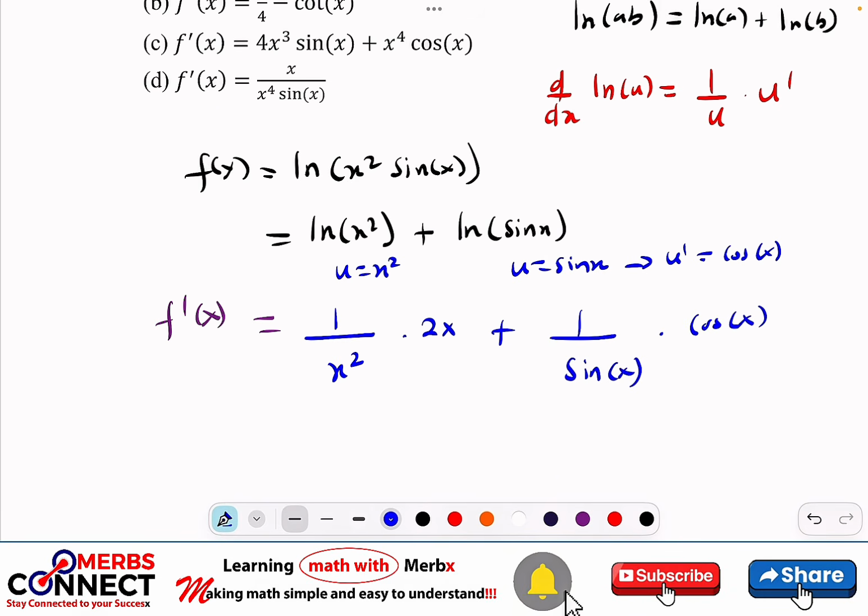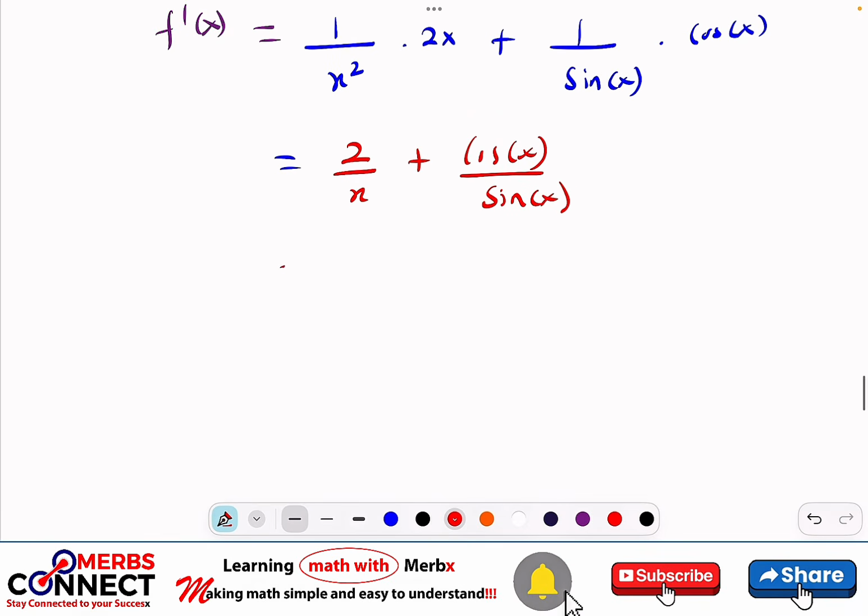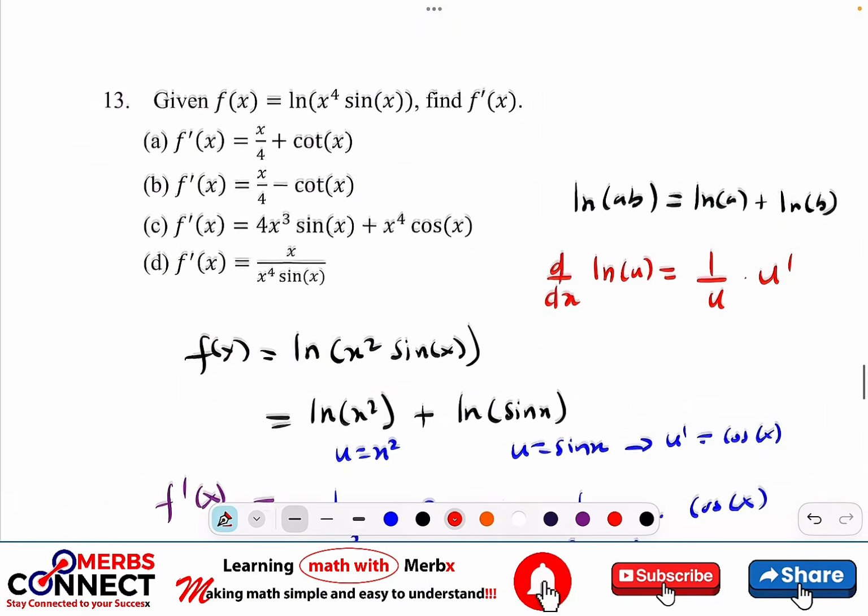Which is also nice, right? So let's try and simplify this. One of the x can cancel, so this is 2 over x plus cos of x divided by sine of x. But we know that cos of x over sine of x is the cotangent. So this is plus the cotangent of x. So 2 over x.